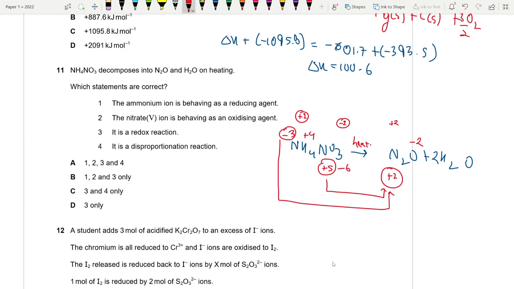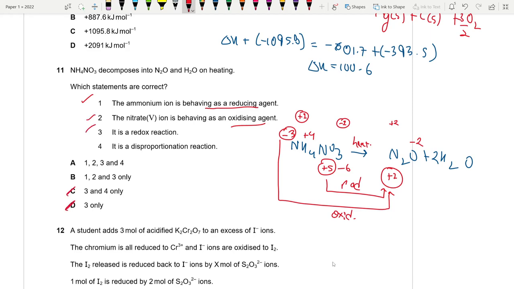Okay, so since ammonium is being oxidized, remember the species which gets oxidized behaves as the reducing agent. Since ammonium is being oxidized, it is reducing nitrate. So 1 is correct. And since nitrate is being reduced, it is oxidizing ammonium. So it is acting as an oxidizing agent. So 1 and 2 are correct. Now what about 3 and 4?